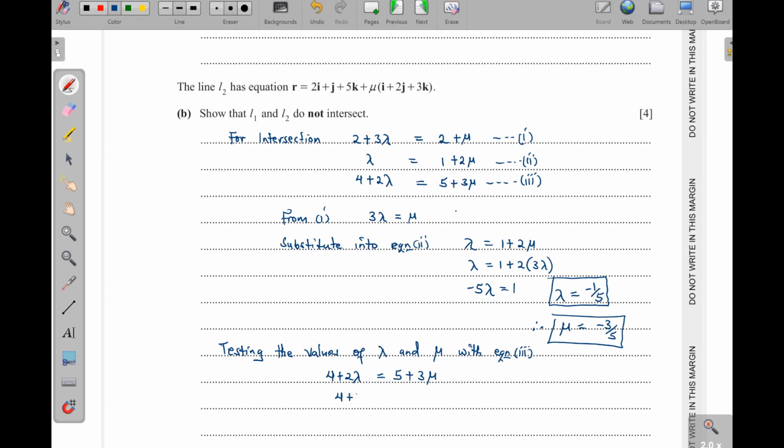So we have 4 here, then plus 2 times negative 1 over 5. Is it equal to 5, then plus 3 times negative 3 over 5? 5 times 4, that is 20, minus 2, that is 18 over 5. Is it the same as what we are getting here? 5 times 5, that is 25. 25 minus 9, that is a 16. So 16 over 5, so it is not. Therefore, L1 and L2 do not intersect, because the third equation is not satisfied.